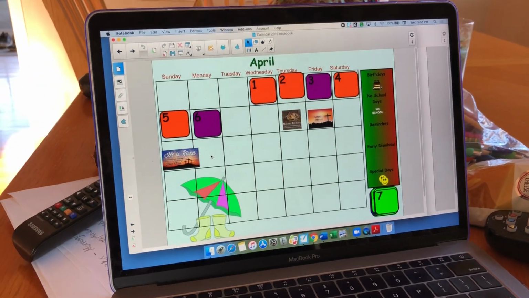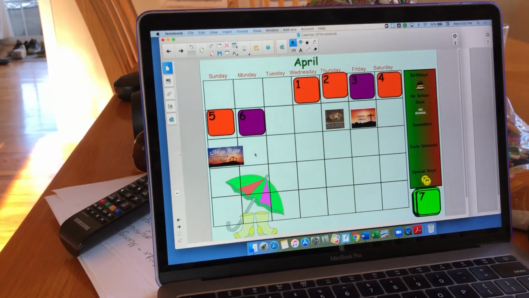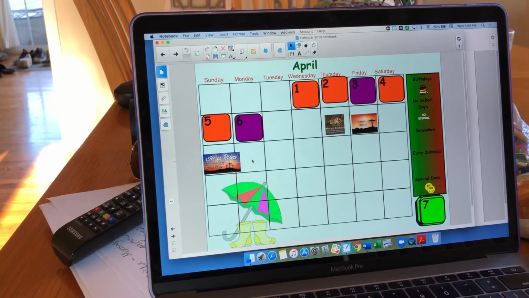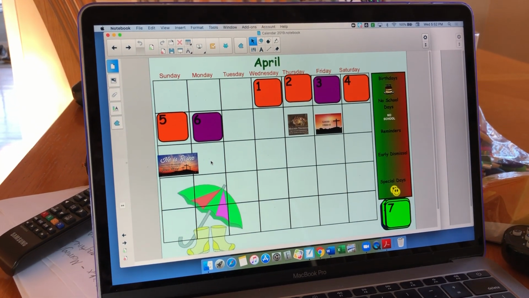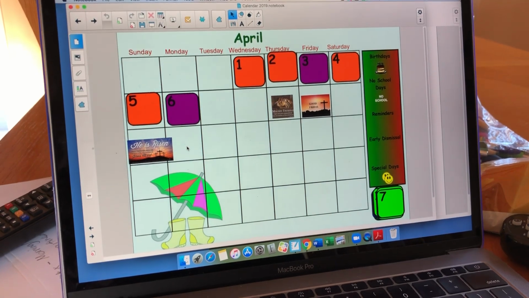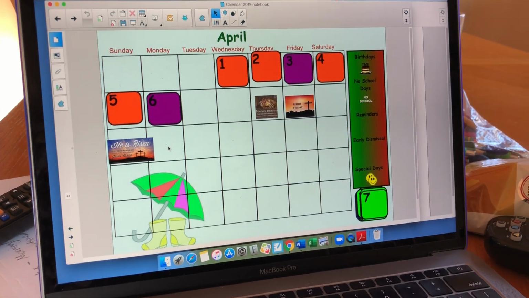January, February, March, and April, May, June, July, and August, September, October, November, December. These are the months of the year.